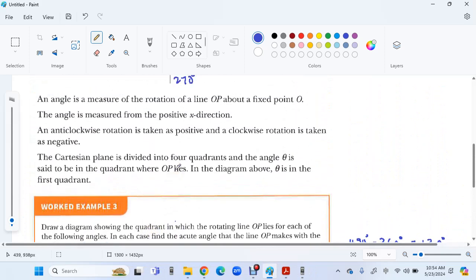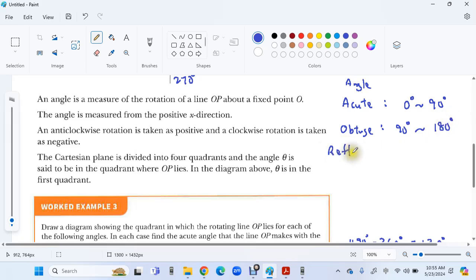In this chapter, we need some basic knowledge about angles. So if we have an acute angle, then it is from 0 degree to 90 degree, not inclusive. And then we have the obtuse angle, then it is 90 degree to 180 degree. And we have the reflex angle, it is from 180 to 360 degree. So this one will fall in the first quadrant. This is in the second quadrant. And this is the third quadrant or the fourth quadrant.